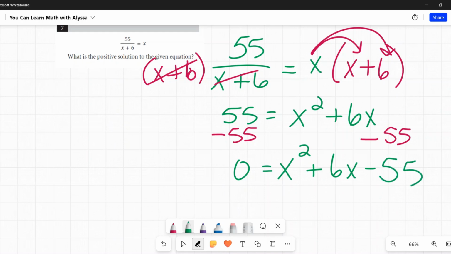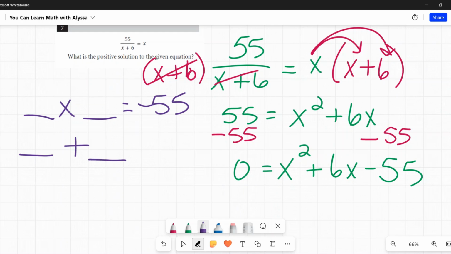And now we're in the place where we can factor it, or we can use the quadratic formula. Personally, I'm a factoring girl. I always like to try factoring it first. So let's see what we have here. We have negative 55 and we have 6 in the middle. When you're factoring this kind of thing, when there is no coefficient in front of the x squared, what you're asking is what will multiply to this last term but add to the middle. So what will multiply to give me a negative 55 but will add together to get a positive 6.